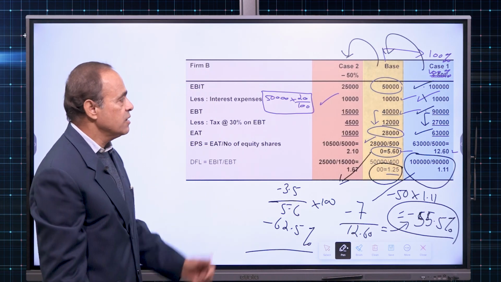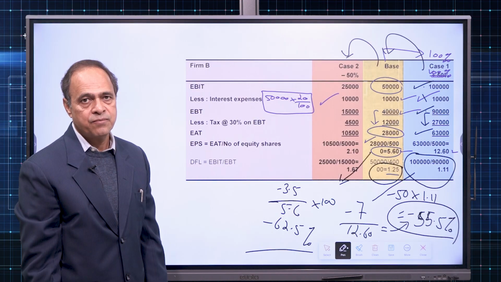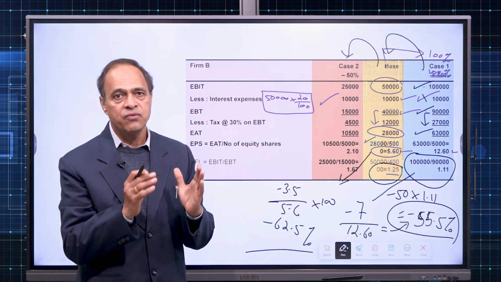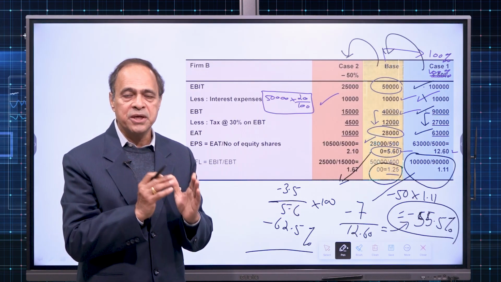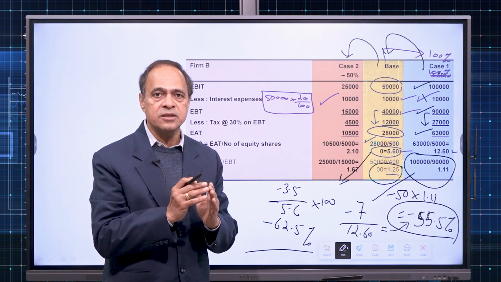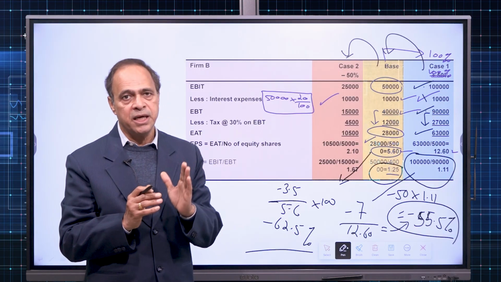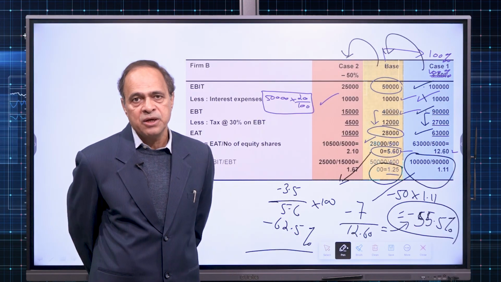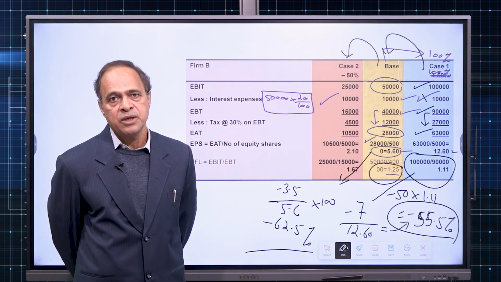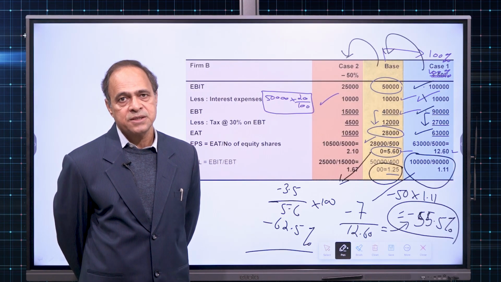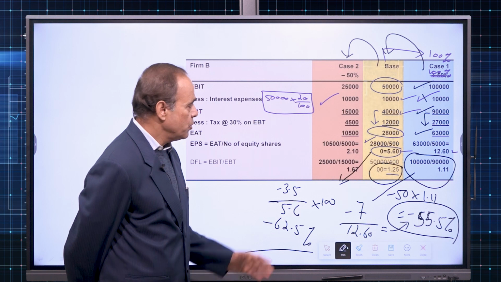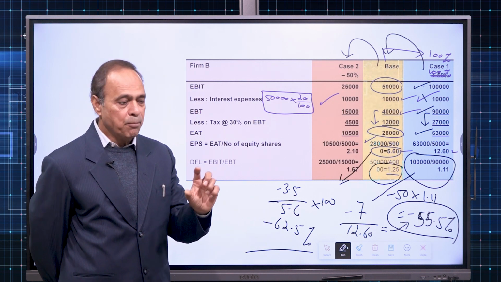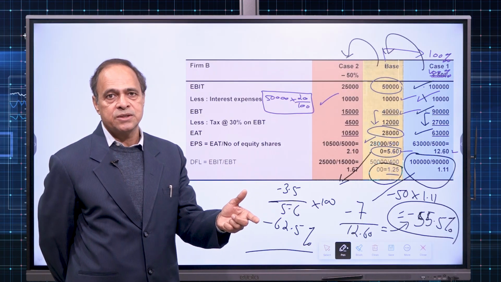So this is the way we can understand the leverage. So we understood operating leverage, we understood financial leverage. Under operating leverage, we understand the relationship between sales and EBIT. Under financial leverage, we analyze the relationship between EBIT and EPS. Now, what is left out? Combined leverage. That means combined impact of both the leverages.